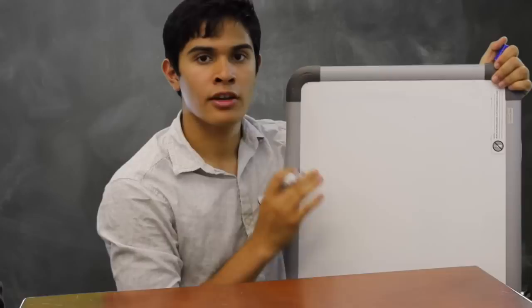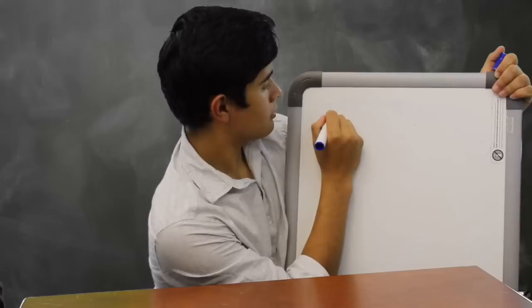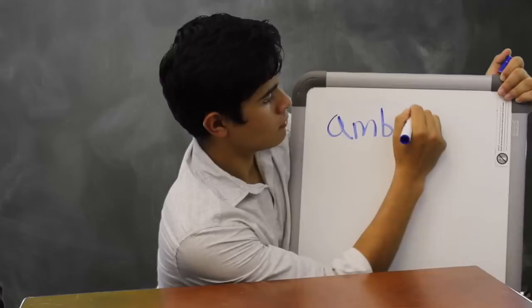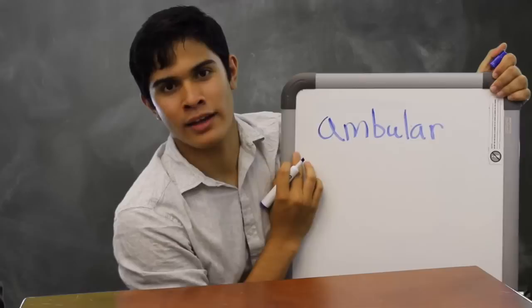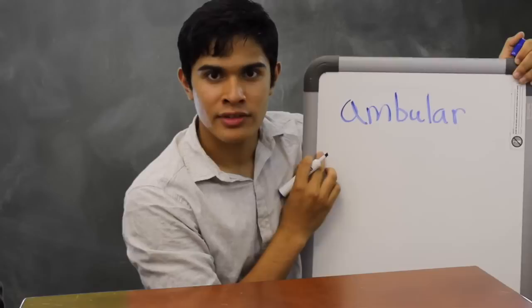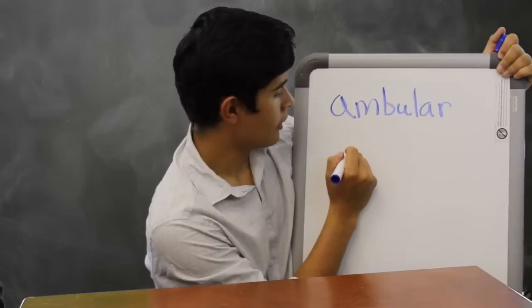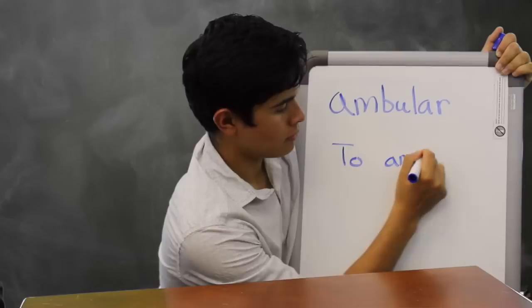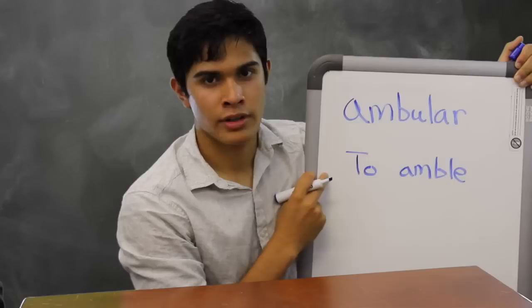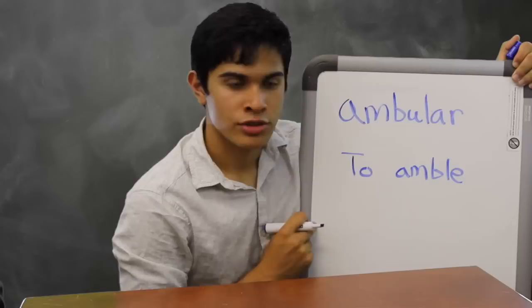So, to ambulate. In Spanish, that verb is ambular. Now, just as I was saying that in English, any verb has to have to before it, to amble, every Spanish word has to have a to before it as well. But in Spanish, that too is expressed through the ending. Okay?